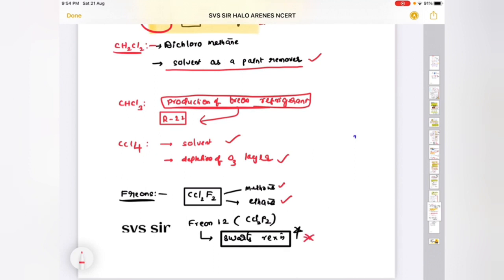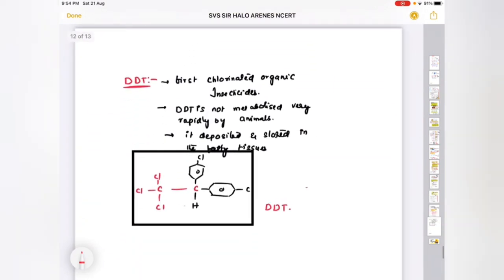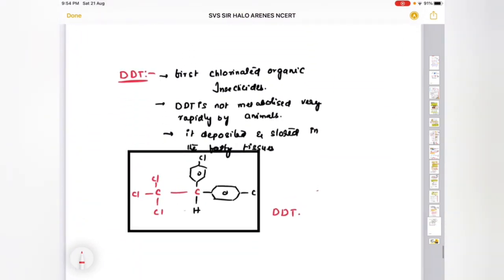Very important, these freons are prepared by using Swarts reaction. Finally, DDT, dichlorodiphenyltrichloroethane, the first chlorinated organic insecticide. So the structure is very important. So this is about your haloarenes from NCERT.